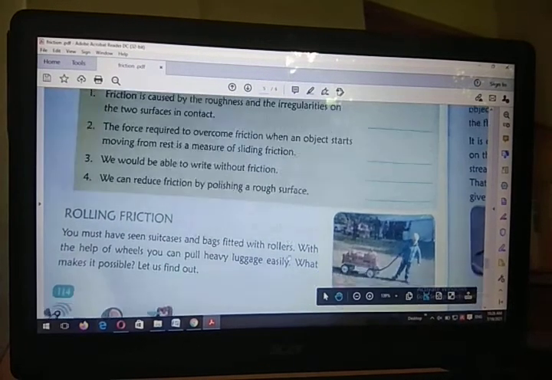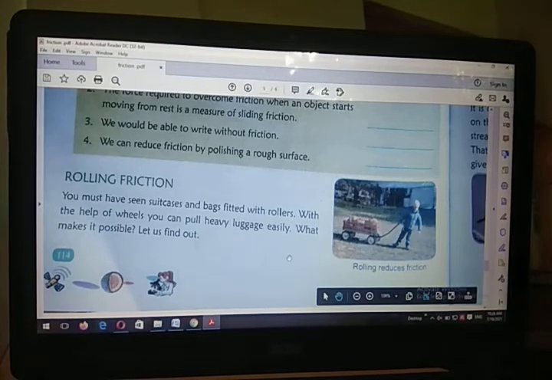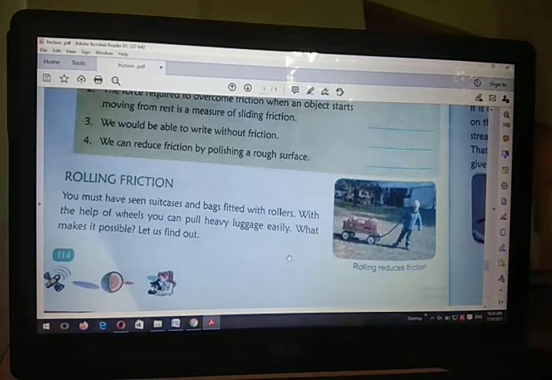Next topic is rolling friction. You must have seen suitcases and bags fitted with rollers. Rollers means small wheels on the base of the suitcase and bags. With the help of wheels, we can pull heavy luggage very easily. So what does it make possible? It makes it possible to reduce the friction, and that friction is actually called rolling friction.